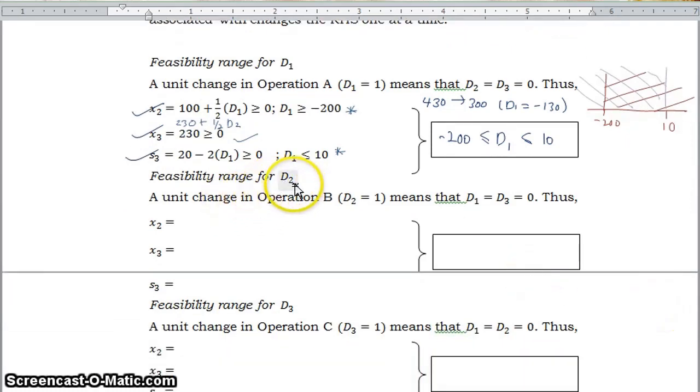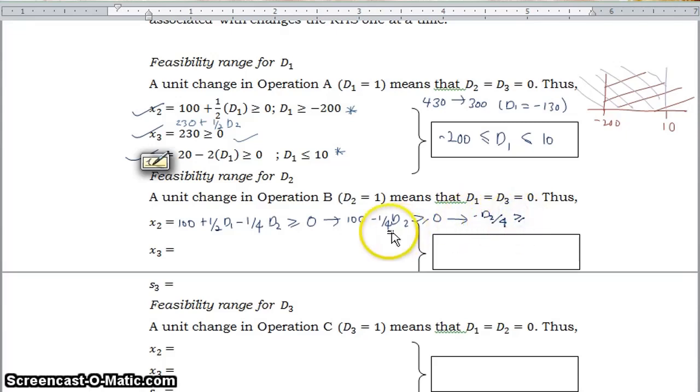The feasibility range for D2 is when D1 and D3 are 0. From the feasibility condition, X2 is equal to 100 plus 1 over 2 D1 minus 1 over 4 D2, and is greater than or equals to 0. Here D1 is 0, so we have 100 minus 1 over 4 D2 greater than or equals to 0. We simplify this and get negative D2 over 4 is greater than or equals to negative 100, and then D2 is less than or equals to 400.